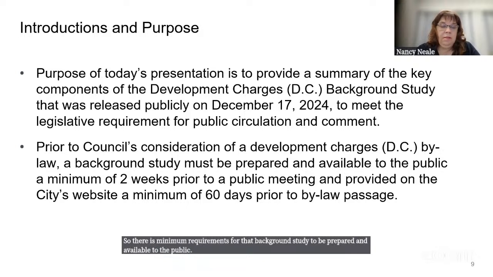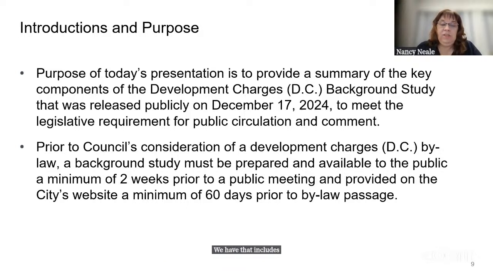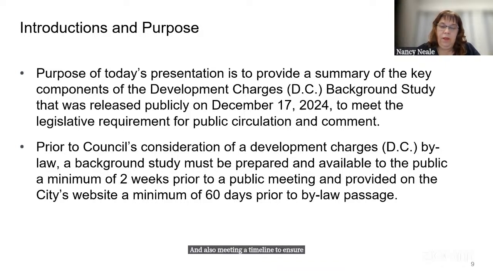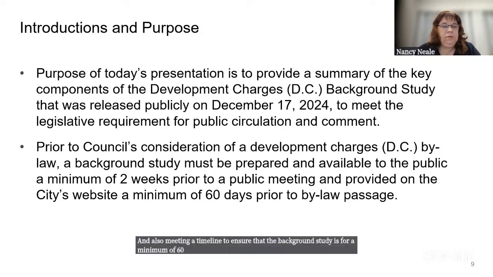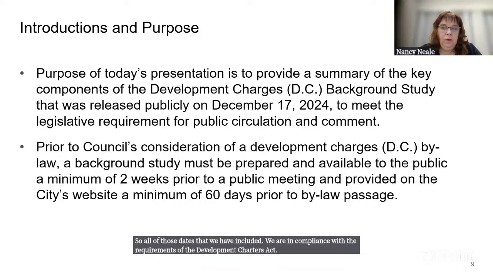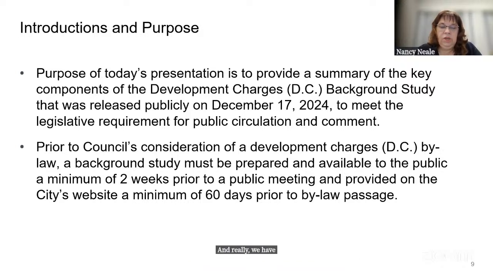That includes providing it at least 2 weeks prior to a formal public meeting taking place. You'll see the timing of when that is coming up in a future slide. It also means meeting a timeline to ensure that the background study is available for a minimum of 60 days before council considers passing a new bylaw. All of the dates that we have included are in compliance with the requirements of the Development Charges Act. And throughout the process last year, we met with the development community on a number of occasions.